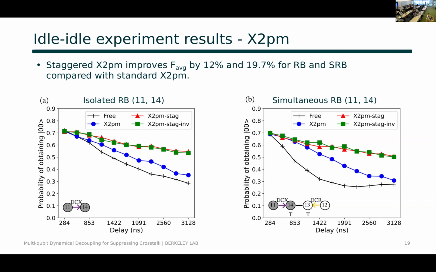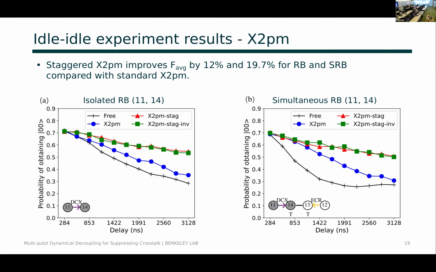So here are some results. Since we have more than 20 DD variants, first I will show this X2PM DD sequence with its variants. We have X2PM, X2PM staggered, and the inverse of X2PM staggered. The x-axis is the duration of the delay between the Clifford sequences, and the y-axis is the return probability to the initial state. If there is no error, it should be 1, but since we have errors, it will decay. And compared with this free evolution, which is the black line, we can see all the DD sequences can improve the fidelity.